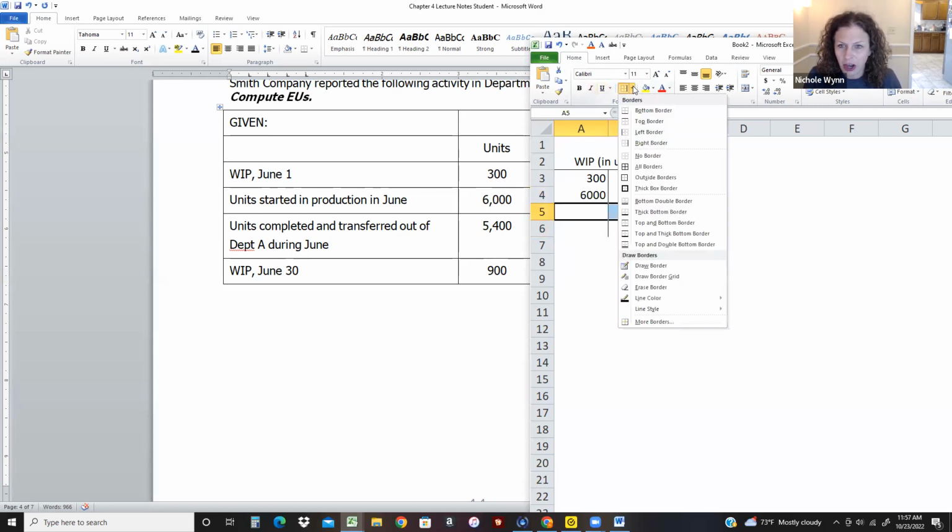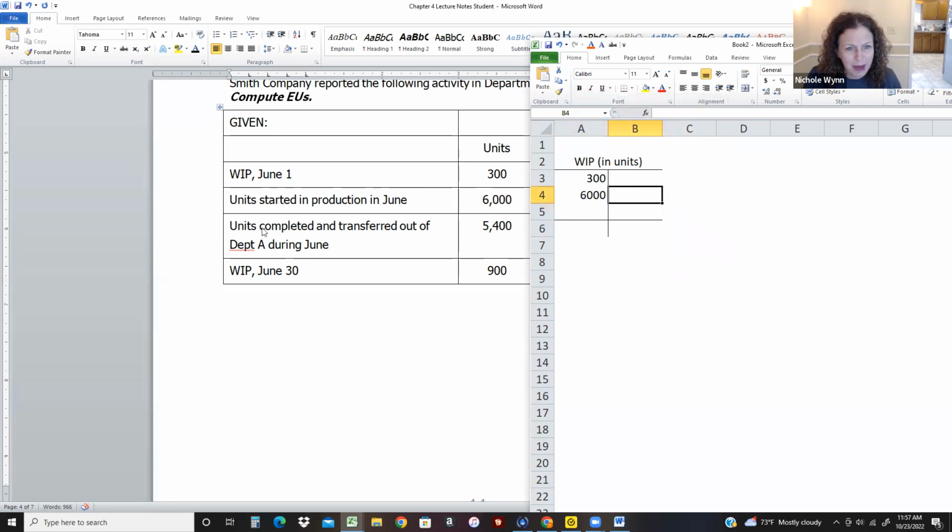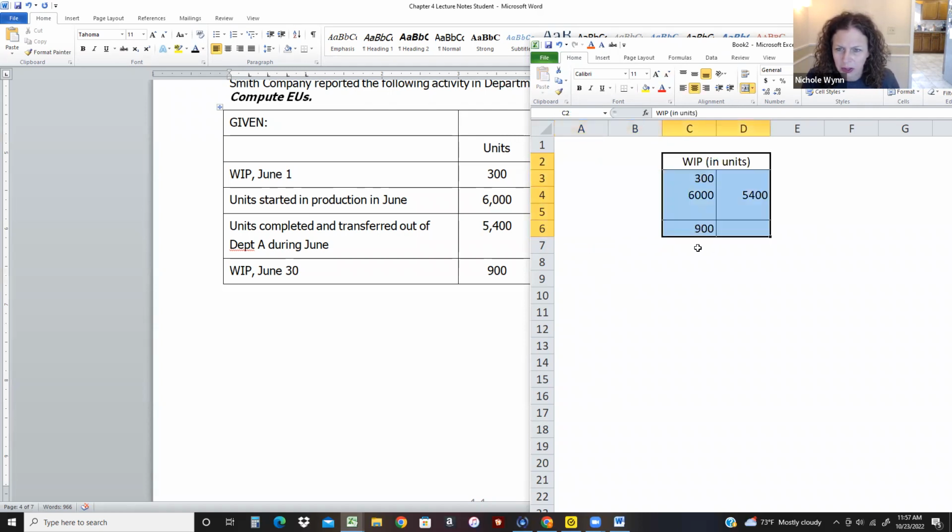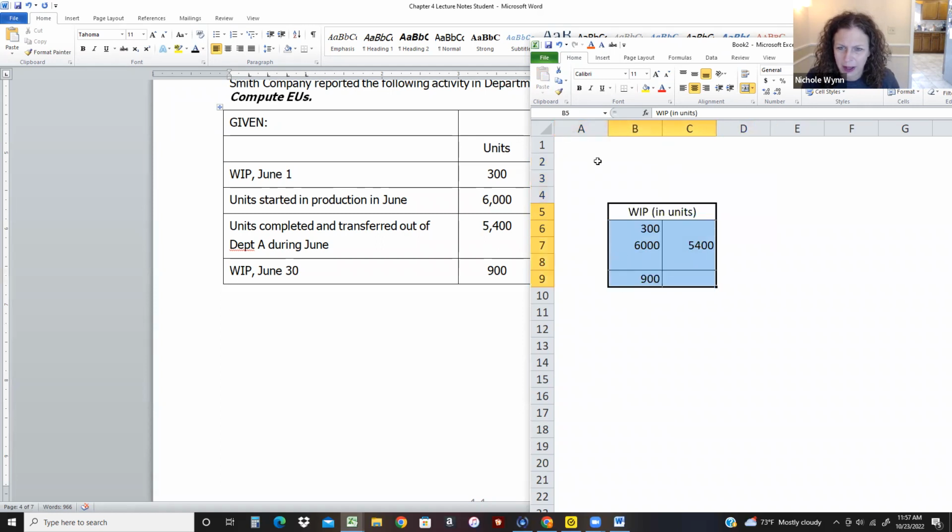I'm going to draw a line across because the units completed and transferred out are 5,400. So I'm going to end with 900 units. It told me that I'm ending with 900, but even if I didn't know that, I could figure it out, because 300 plus 6,000 is 6,300, minus 5,400 is 900. At this point, I'm going to shift this over so that I can have a little bit of room.